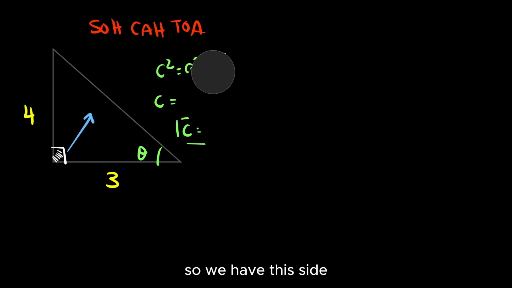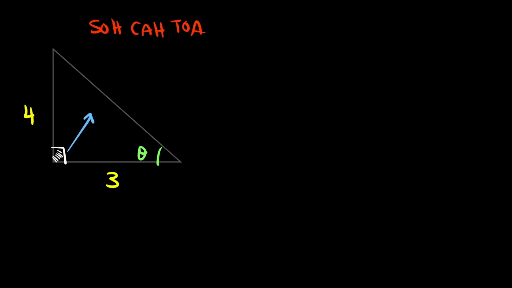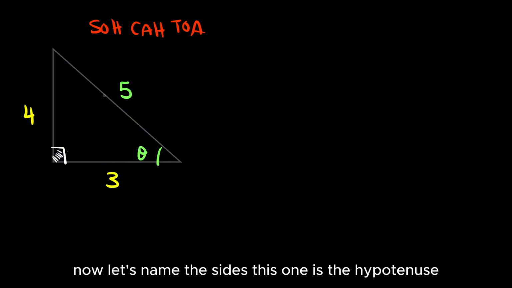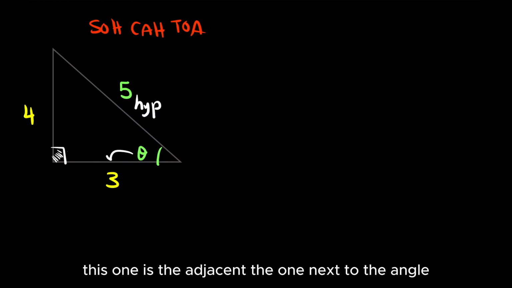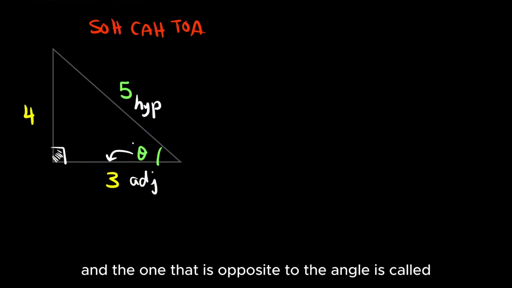So we have this side, it's 5. Now let's name the sides. This one is the hypotenuse. This one is the adjacent, the one next to the angle. And the one that is opposite to the angle is called opposite.